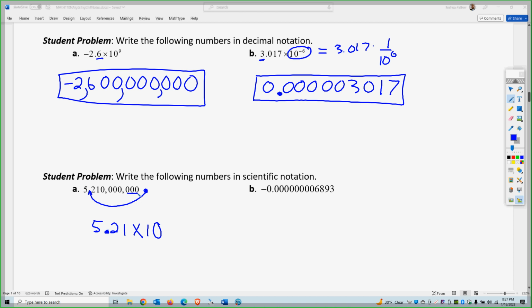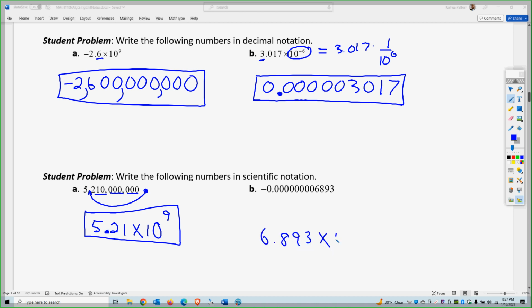So that means you need to multiply it by 10 nine times to get the decimal back to where it was. So if I multiply by 10 nine times, that'll make 5.21 back to the original number, right? Think about size, not left and rights and positives and negatives. Okay, next one.